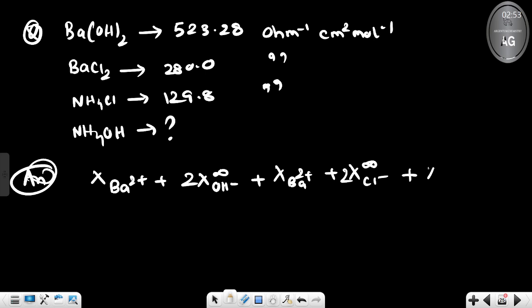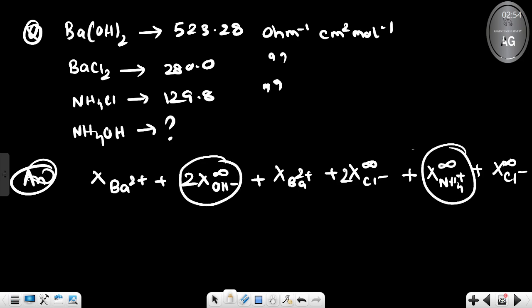Plus NH4 plus, and Cl, so this is going to be only one Cl. Done. Then this is the required ion to be found. Which ions do I need? I need this ion and this ion. But you can see that this is twice in number, there are two of this and one of this.